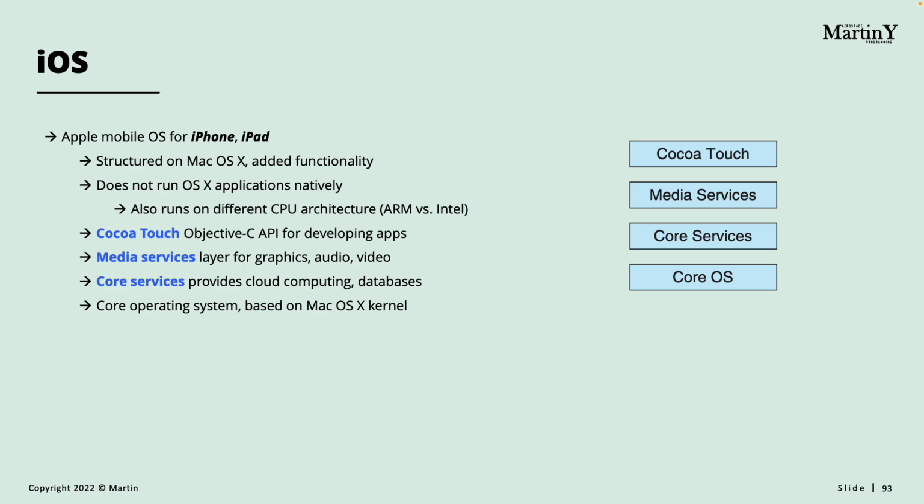Obviously, Apple likes to rename things with interesting names, right? So obviously, Cocoa Touch is just the C API and so on. Okay. As you can see here, we have the media services that are processing the graphics, the audio, and the video right here. Okay, and then we have the core services, which are used for cloud computing and databases.